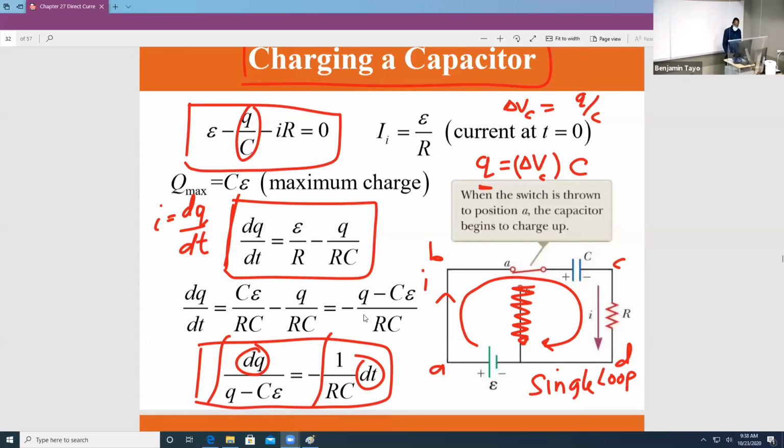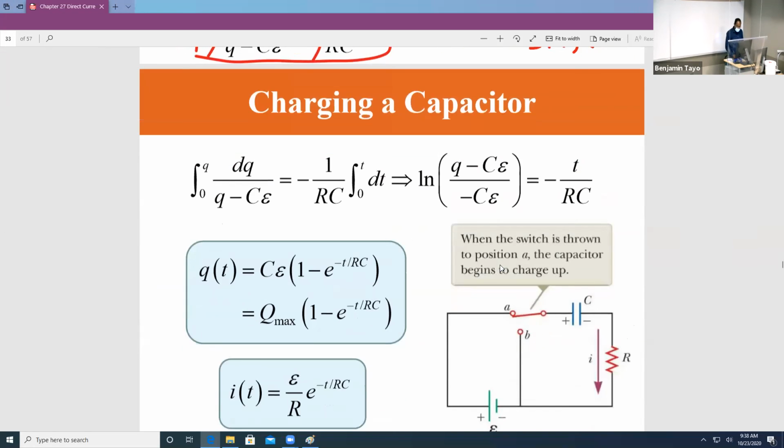All right. So as I said, if you integrate this equation here, this is what you're going to end up with here. So you want to integrate this from 0 to q. And again, this will just give you the natural log. And then if you rearrange that, you get this equation for q.